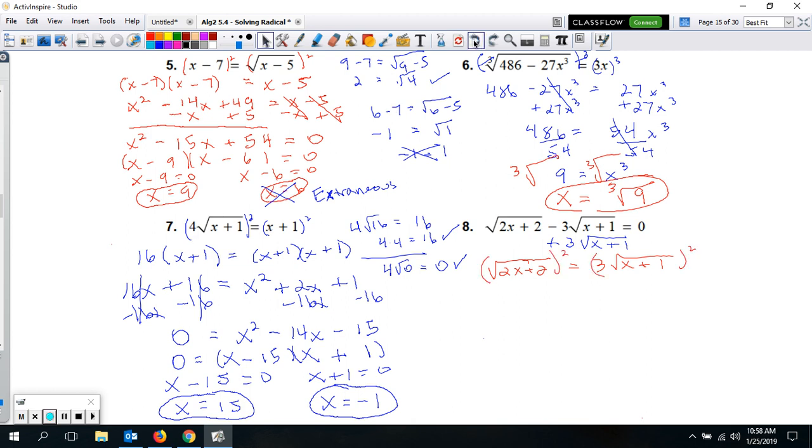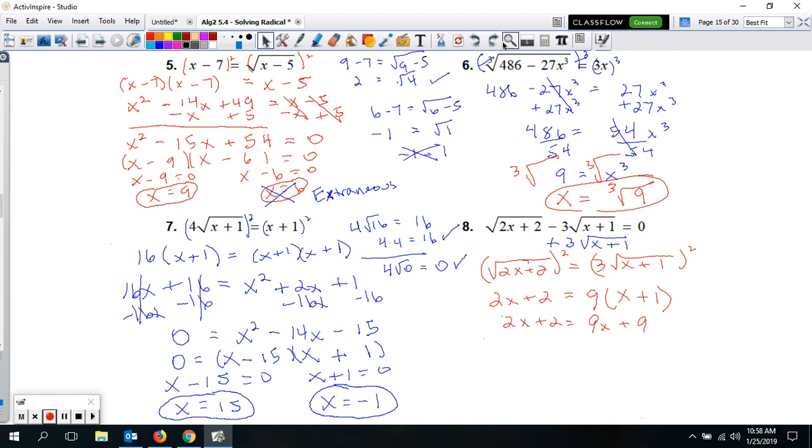So I'm going to square both sides. That will undo the radical, giving me the 2x plus 2. 3 squared is going to be 9, multiplying with distributive property with this x plus 1. And so now we have 9 in front of this one. We're going to distribute this in, so it'll be 9x plus 9 here. So now I have my 2x plus 2 is equal to 9x plus 9. That's an easy equation to solve.